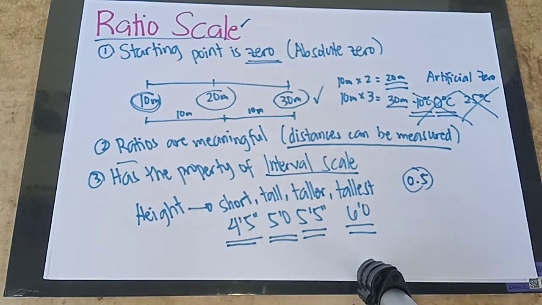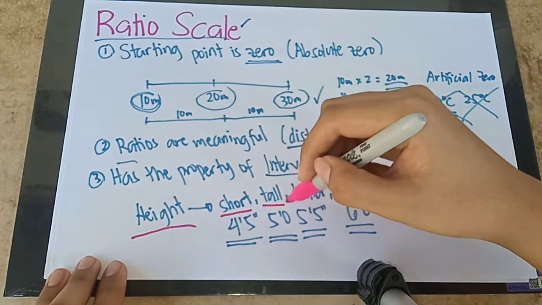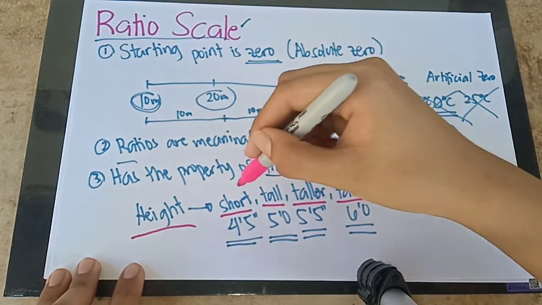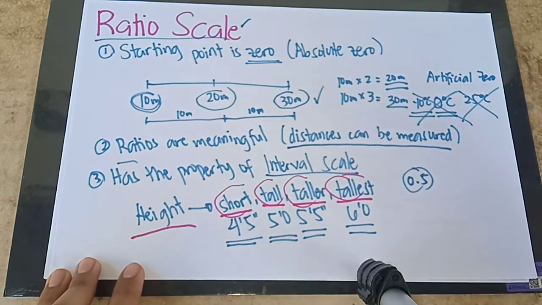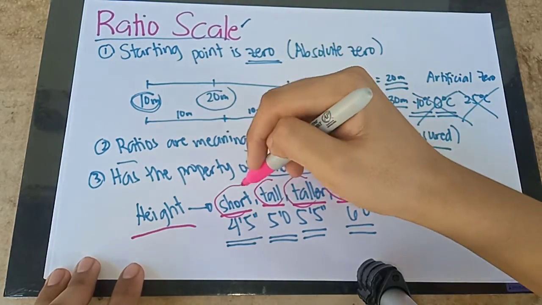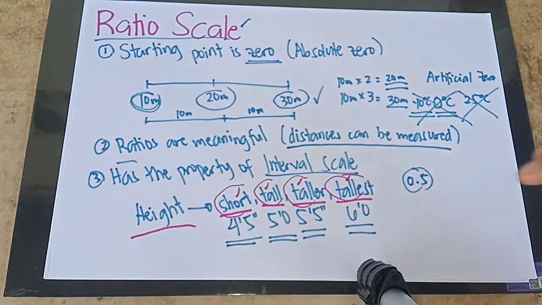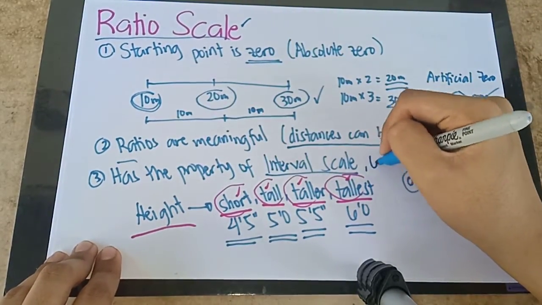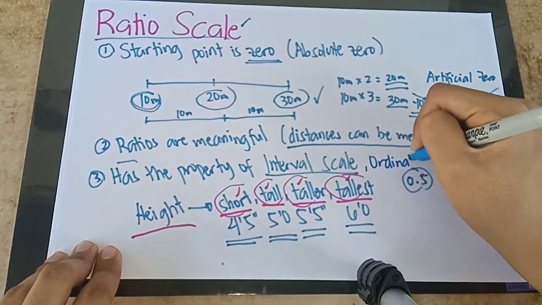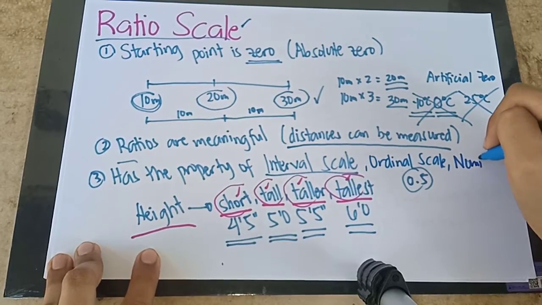Observe that we used the term height, and we ordered the possible values of height. Now, did we use names? Obviously, we used the names. Okay? And did we arrange these names from least to most? Of course, obviously, we arranged the names as well. So meaning to say, the ratio scale has the property of interval scale, ordinal scale, and as well as the nominal scale.